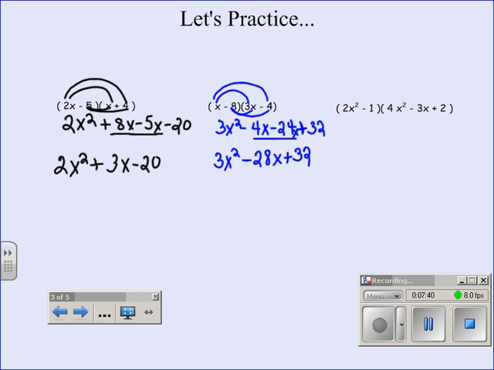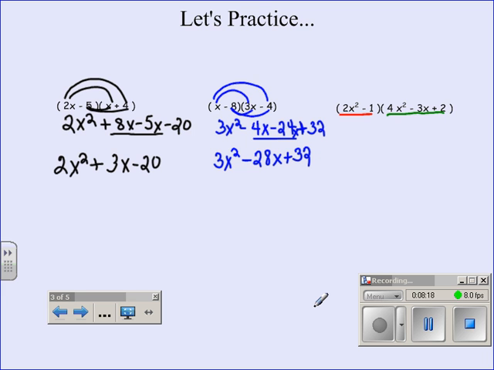In this next example, we are going to use the same method that we had with the other ones, but here we do not have a binomial and a binomial. So we're not really going to use the FOIL method, but we're going to use the same process that we used with the FOIL method. Here I have a binomial 2x squared minus 1, and I'm going to multiply that times the trinomial 4x squared minus 3x plus 2. Again, I'm going to use that same method where I distribute the terms of the first binomial to each of the terms of the trinomial.